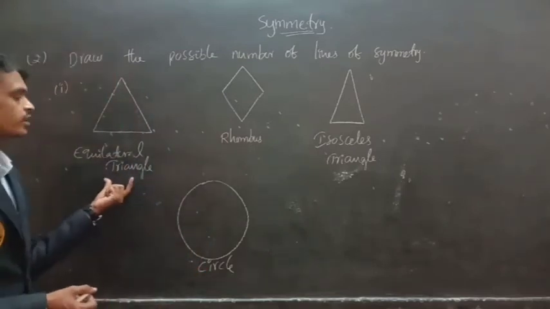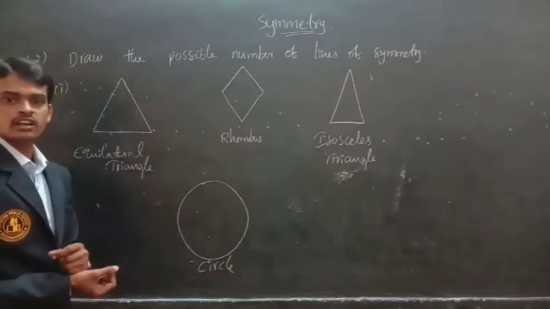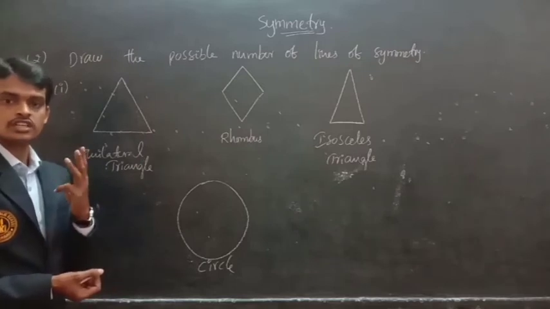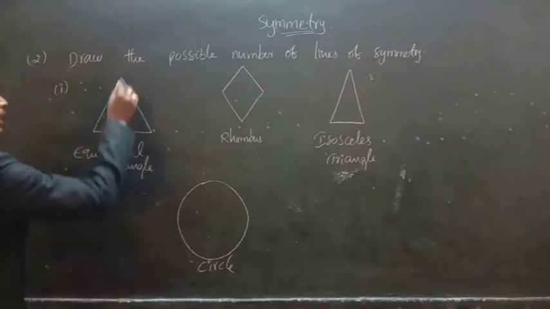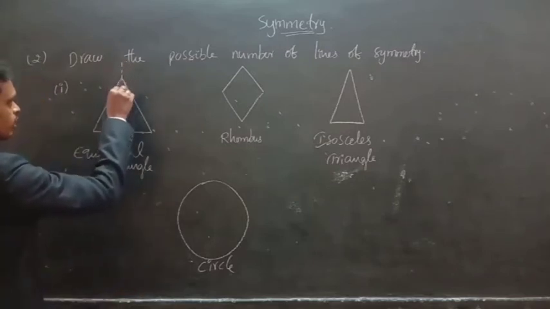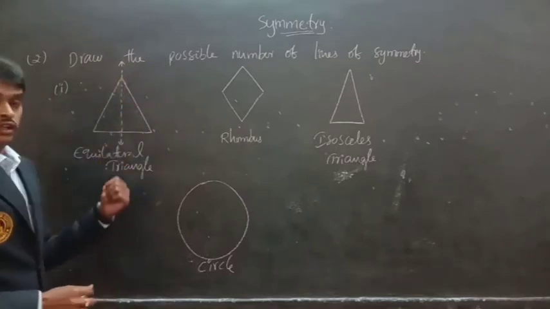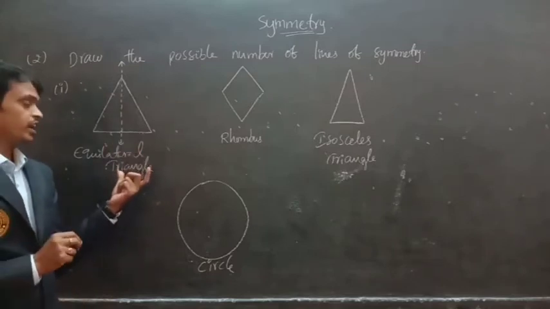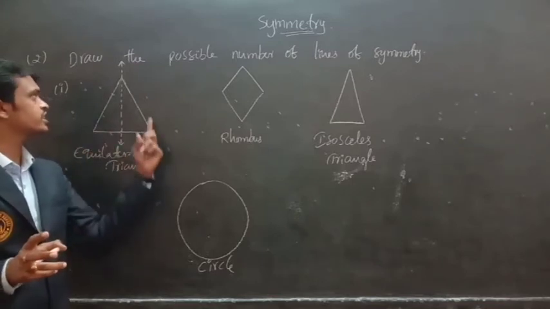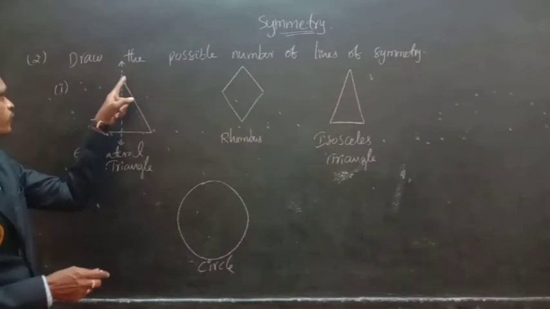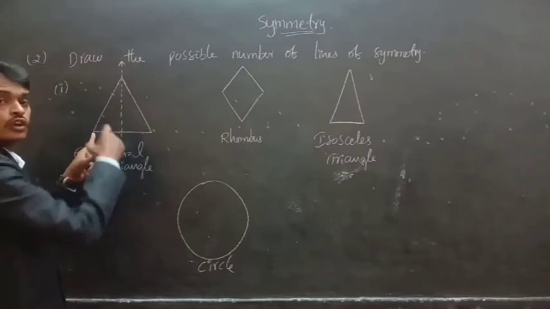Here, the equilateral triangle. Yesterday in rotational symmetry we discussed that the equilateral triangle has order of rotation 3. So we can draw 3 lines of symmetry. Like this, first we draw a vertical line of symmetry. In rotational symmetry the equilateral triangle coincides with itself at 120 degrees, 240 degrees, and 360 degrees. If we rotate this triangle, at 120 degrees it will again coincide with itself.